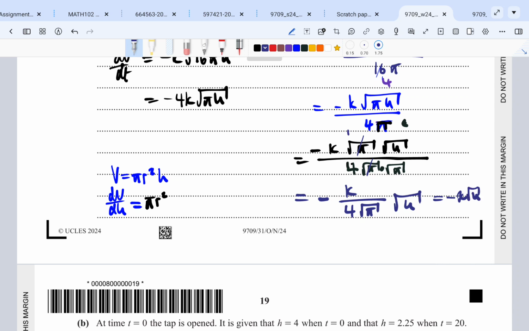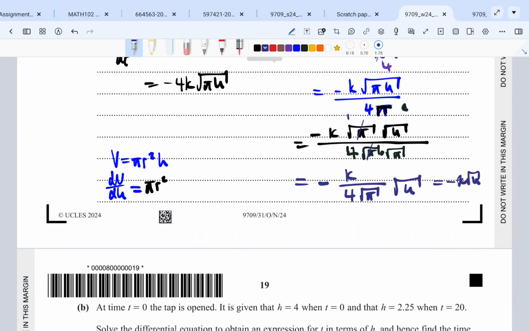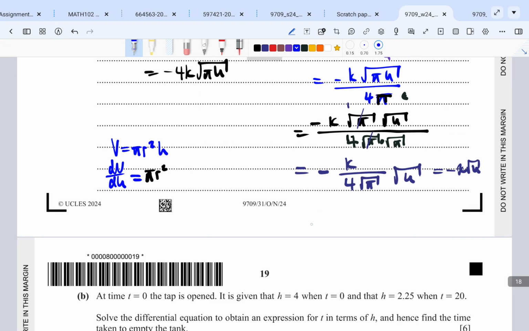And you can write somewhere where there is space. We don't have space, of course, to continue, but here it is where lambda is k over 4 root pi. This is going to be your lambda, and you're done. So this is going to be negative lambda root h. And this is going to be it, and we are done.